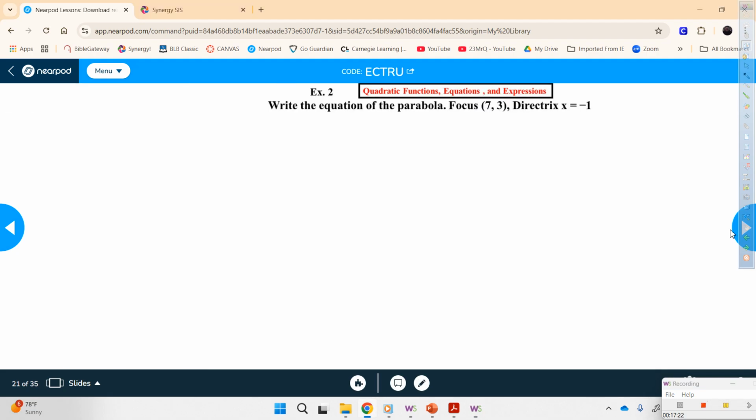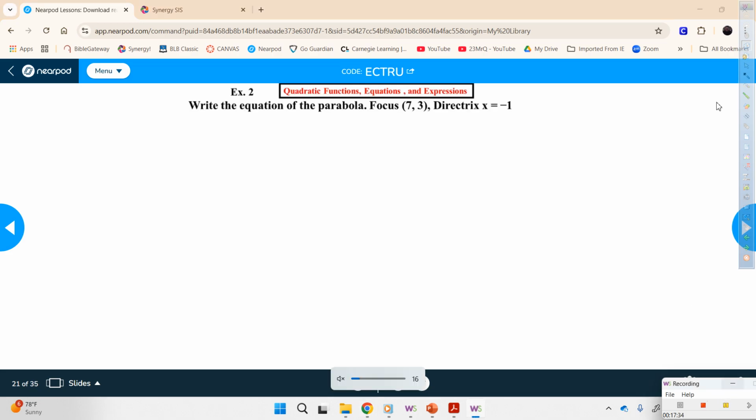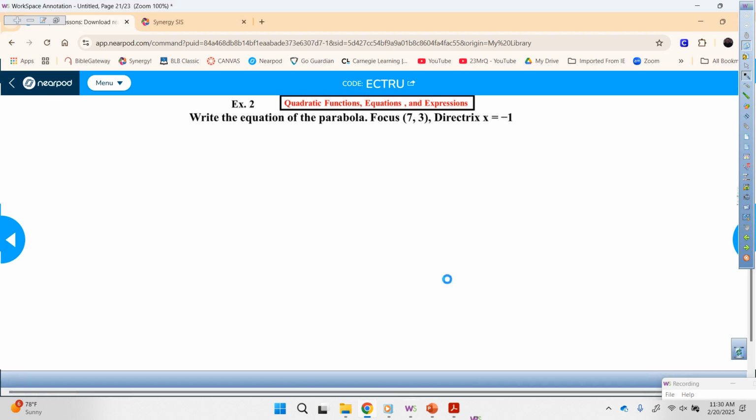Copy that one onto your paper. Example number 2. You don't have to copy the instructions. Just copy the focus 7, 3, directrix x equals -1. Copy that. All right. Shall we? Here we go. Underline your directrix in blue. X equals -1. Tell your neighbor the first equation that comes to mind when you hear x equals on the directrix. Tell your neighbor the equation.